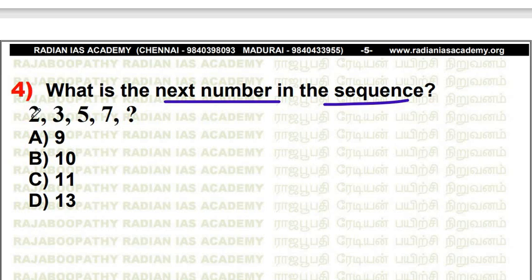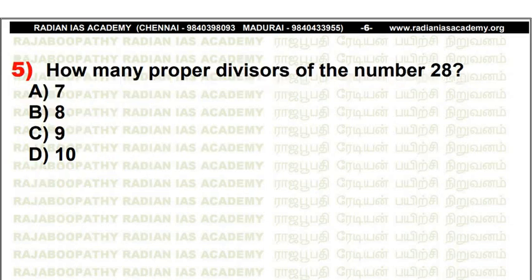So therefore, 2, 3, 5, 7. Therefore, it is not 9. The next number is what? 11. 9 is incorrect. If somebody says 9, it is incorrect. So the correct answer is 11. 2, 3, 5, 7, the next number is 11.